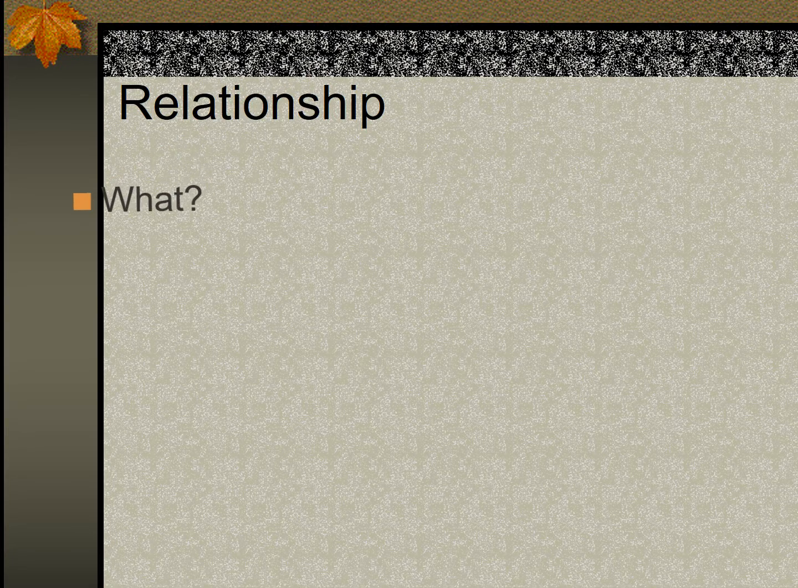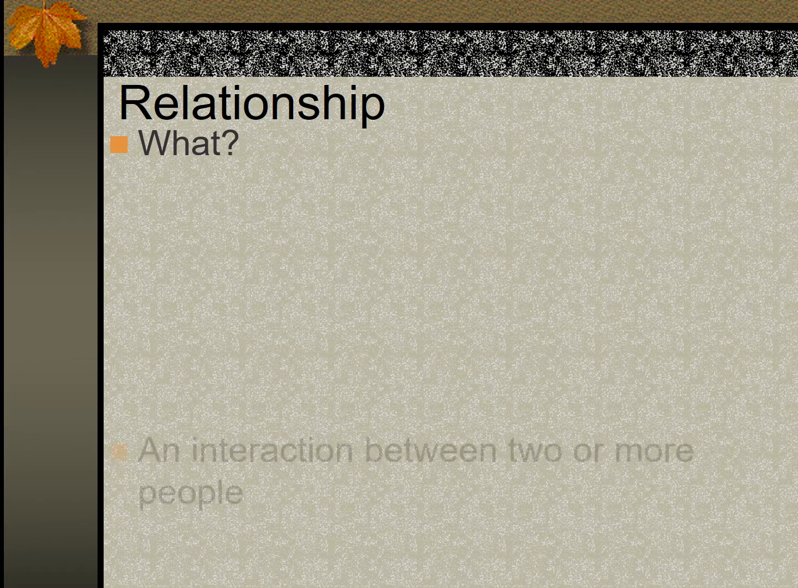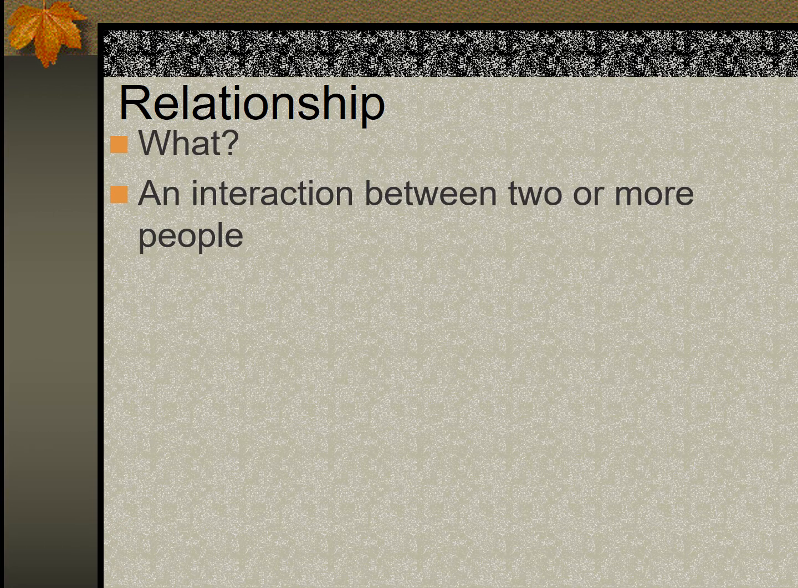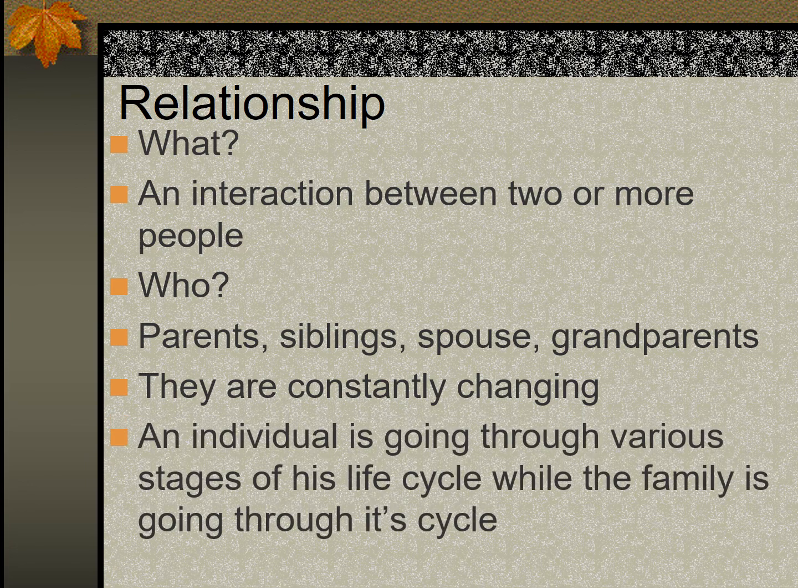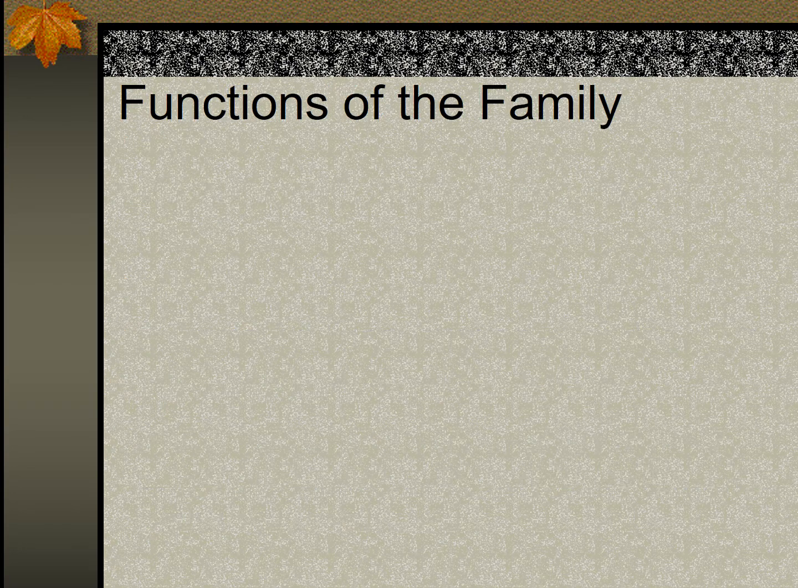And then finally, looking at relationships. I just want you guys to think on this. What is the relationship? It's an interaction between two or more people, and then who it is: parents, siblings, spouse, grandparents, and then constantly changing. And then the individual is going through various stages of the life cycle while the family is going through its cycle. This is just something to tag on to the end.